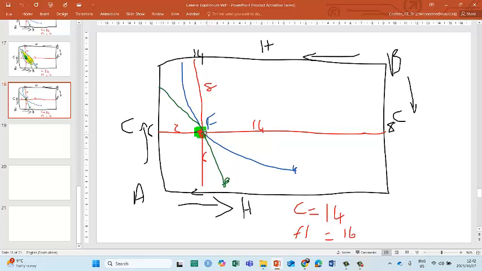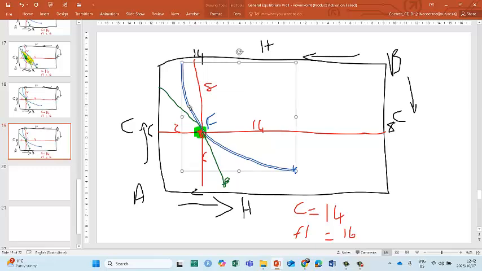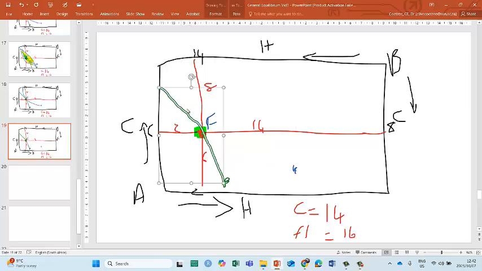Okay, so that's point F. That's now the equilibrium position, because the marginal rates of substitution are the same, etc. But let's, for example, take this out.